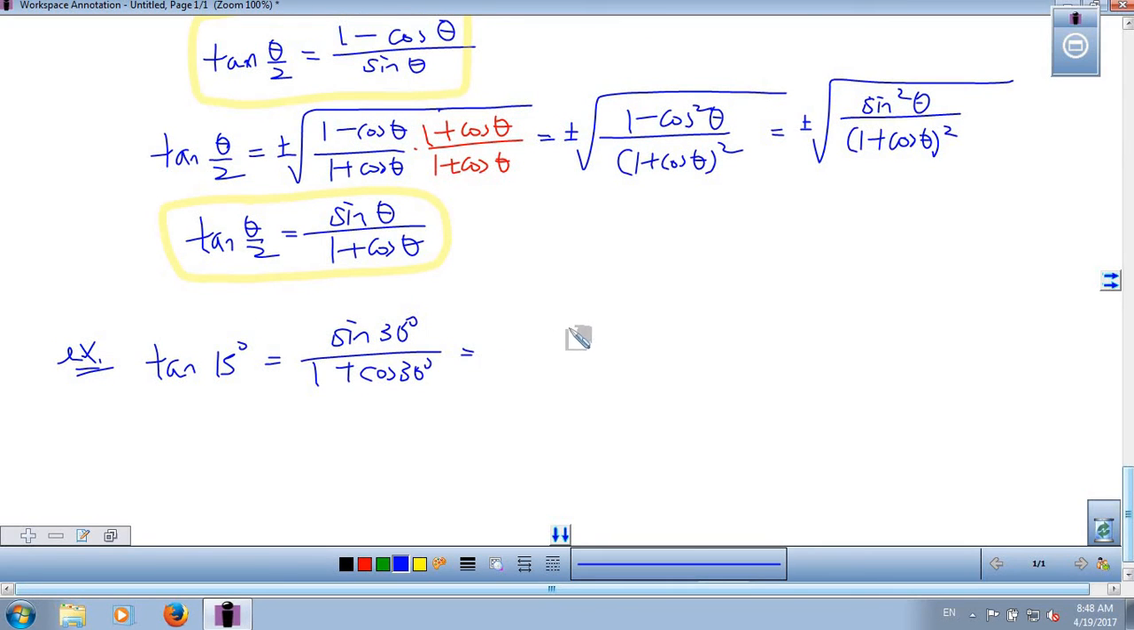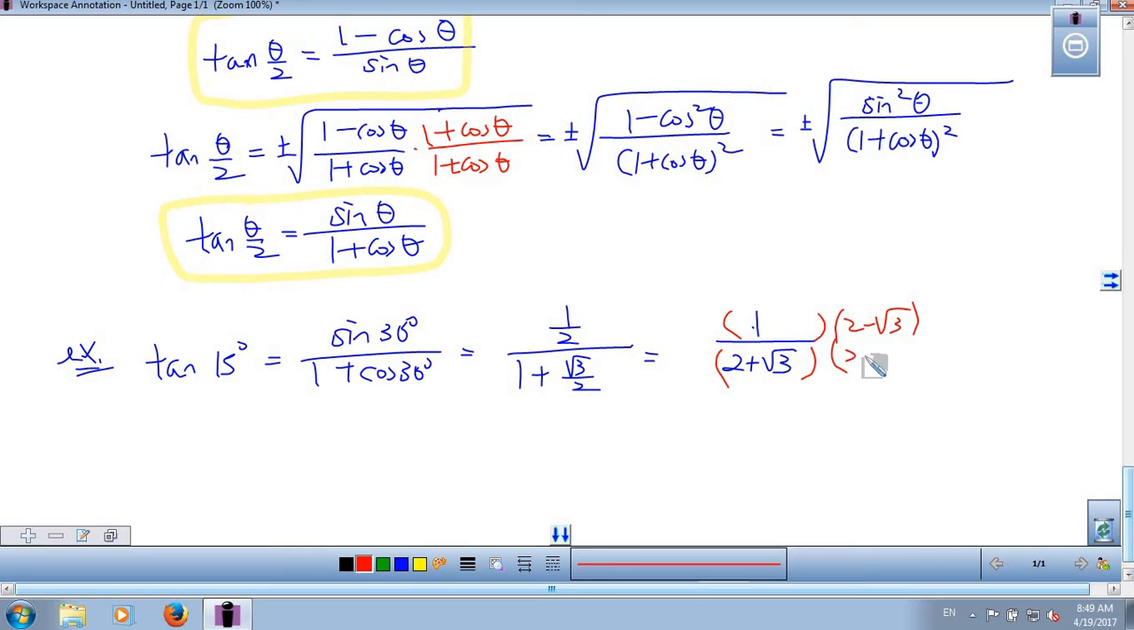And I can actually simplify this. Sine of 30 is 1/2, cosine of 30 is square root of 3 over 2. I can multiply the numerator and denominator by 2, so it would be 1 over 2 plus square root 3. And I can convert this to some other form by multiplying the numerator and denominator by the conjugate, 2 minus square root 3. That will give us 2 minus square root 3 divided by 4 minus 3, which is 1. So it simplifies down to 2 minus square root 3. That's a good way to help us find the exact value of tangent 15 degrees.